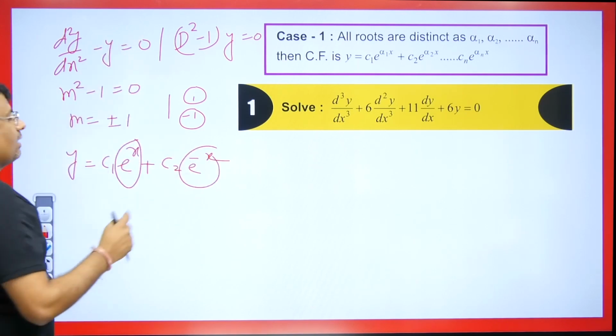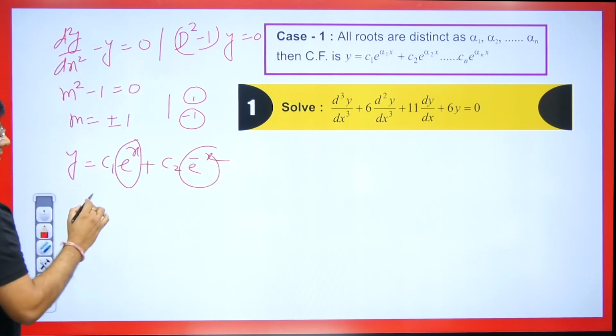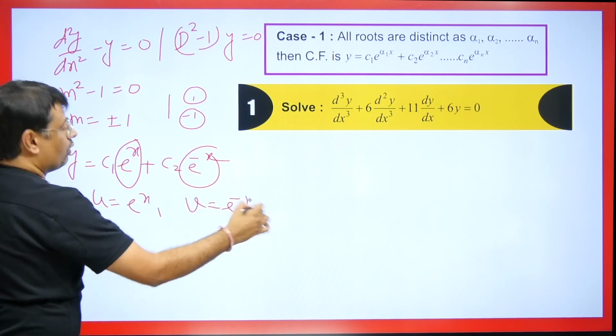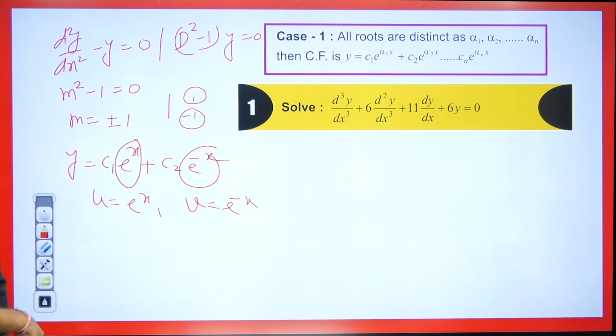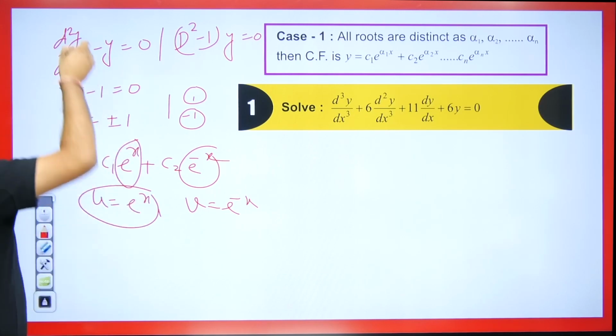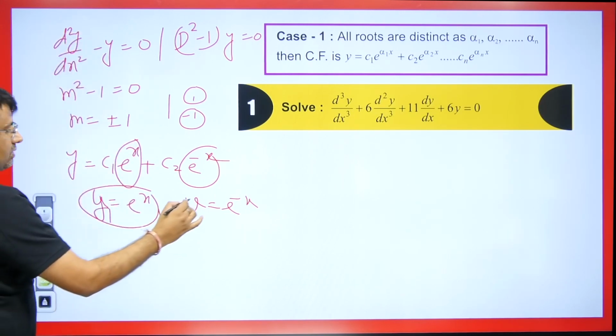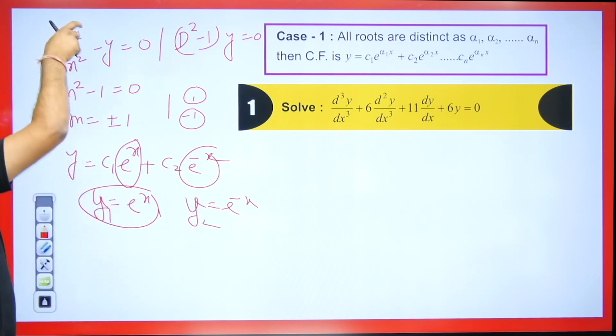For example, if I say that y1 is e to the power x and y2 is e to the power minus x, I'm just explaining the concept and you will notice these will satisfy it. Differentiate it twice and put it here. y1 will satisfy this equation.